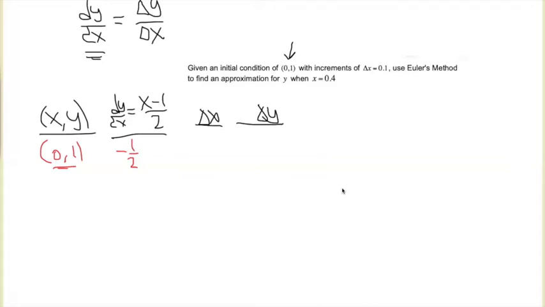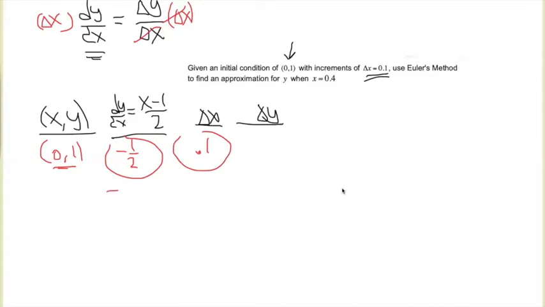So our delta x is given to us right there. I always use 0.1 as my delta x, so let me put that in, 0.1. And then the way you get the delta y is you multiply this side by the delta x on that side. Those cancel out. So basically you multiply this times that, and that's your delta y. So if this were negative 0.5, this would be negative 0.05.